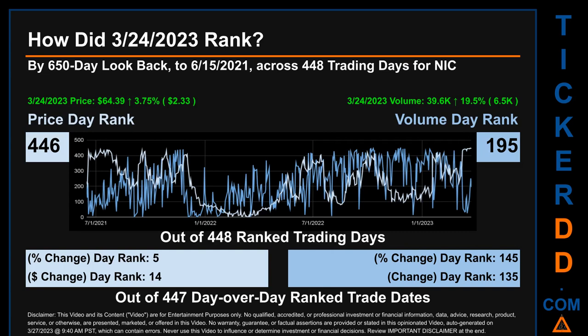The line graph overlays price and volume's daily ranking, as shown respectively in light versus dark blue, across those target days' trading days. In this view, essentially the dips are good whereas the spikes are bad. The price's day-over-day percentage change, jumping 3.75% on March 24, 2023, had a day rank of 5 while its dollar difference of $2.33 had a rank of 14 when compared day over day across 447 trading days. Volume's percentage change and difference were ranked respectively at 145 and 135.